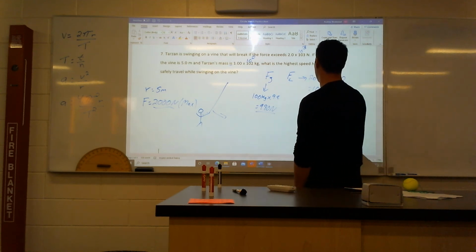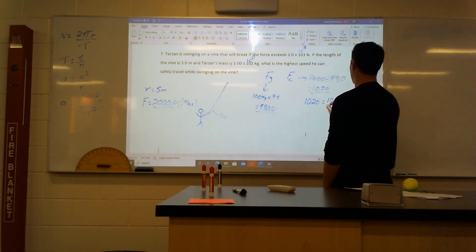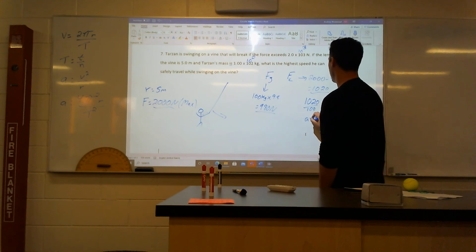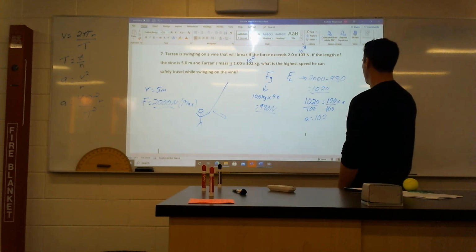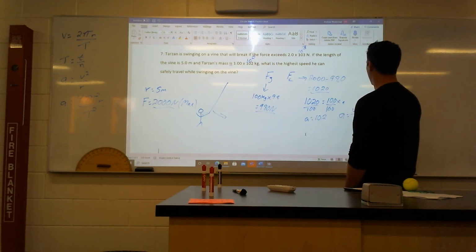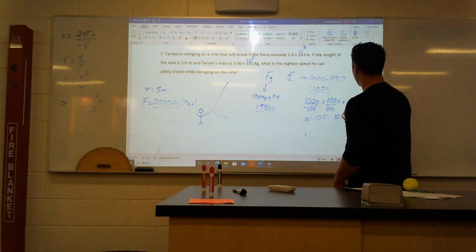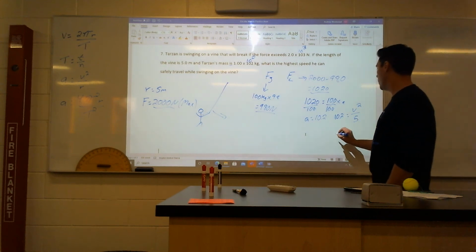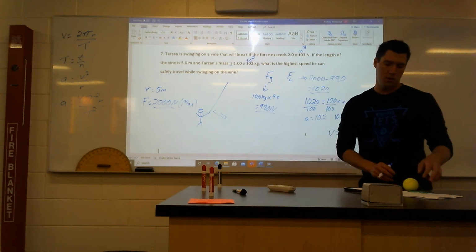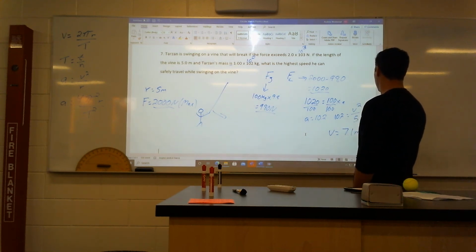So we know that the force can be 1,020, which equals the mass times acceleration. Divide by mass, the mass cancels out, so my acceleration can be 10.2. Then I'm just going to put that into my acceleration formula: acceleration equals v squared over r. I know my r is 5 and my acceleration is 10.2. So 10.2 times 5, square root. The maximum velocity that Tarzan can go is 7.1 meters per second.